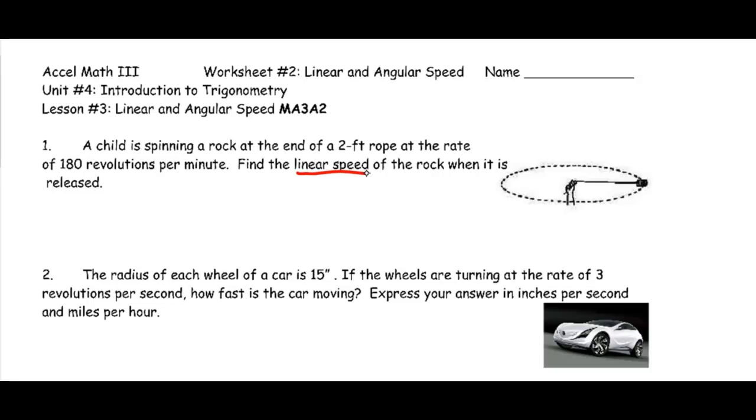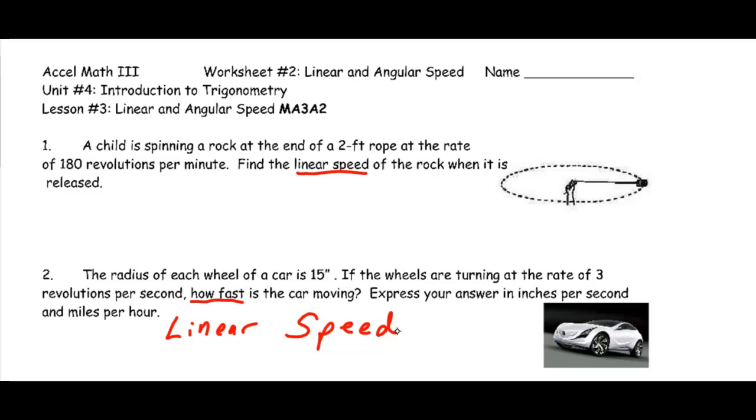For number 2, this gives you the radius, tells you the rate the wheels are turning, how fast is the car moving? So right here, how fast is the car moving? So we know that this here is going to be our linear speed because whenever you are talking about how fast a car goes, that's always going to be expressed in miles per hour, inches per second, feet per minute, stuff like that.